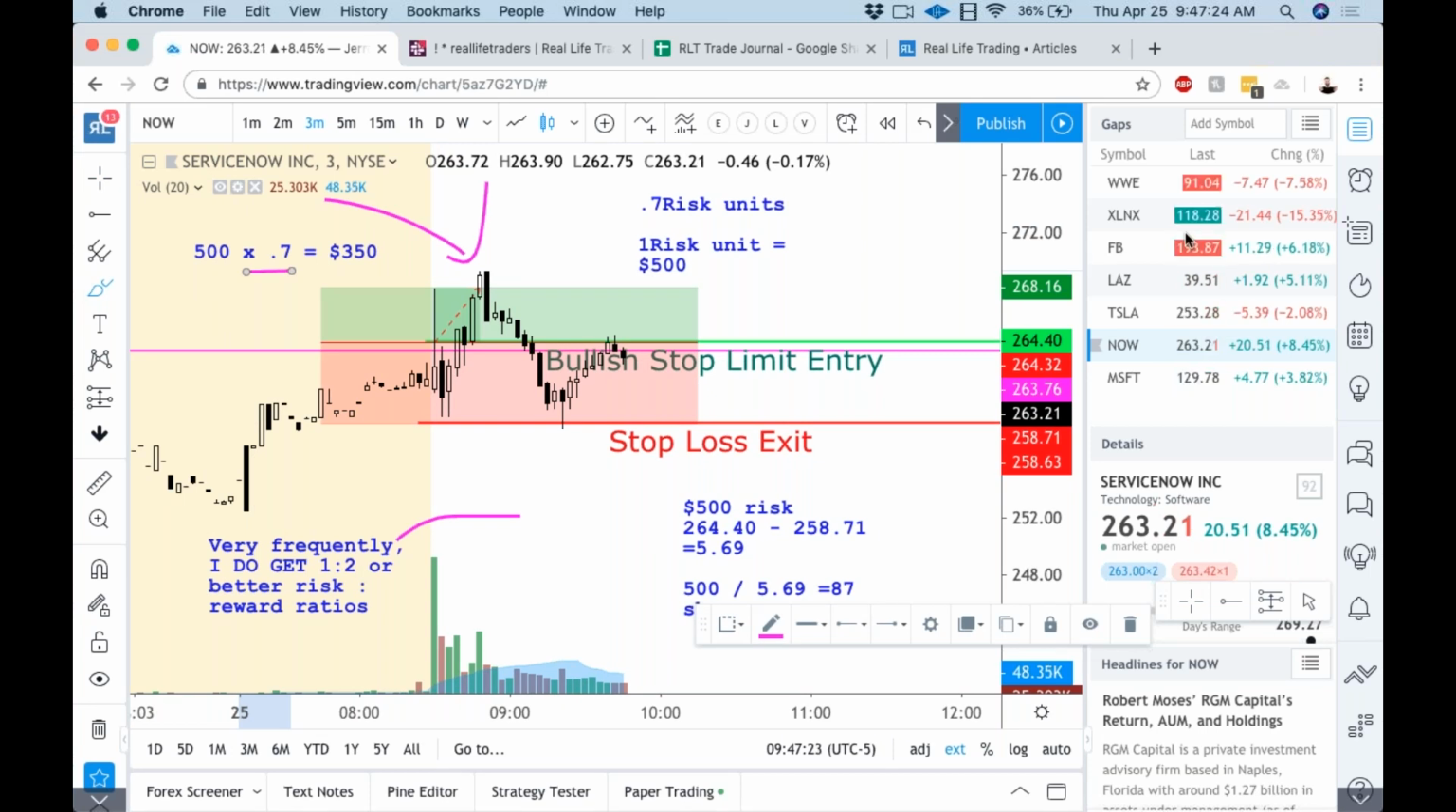And the way I know that is because I keep my risk the same for every single trade. Every single trade, I keep the value of my risk the exact same. So no matter what I'm trading, regardless of how many shares I'm buying, I'm going to either lose 500 or less or make 500 or more, hopefully.